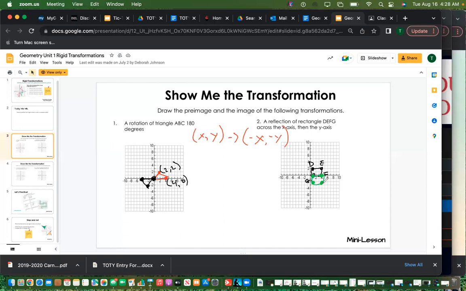Okay. And now we're going to flip this over the y-axis. Okay, so this is 1 unit away from the y-axis, so it's going to be 1 unit away over the y-axis on the other side. This is 4 units away from the y-axis. It's going to be 4 on the other side. 1 away from here. And 4 away from there. So this is going to be my final answer. This is the post image.